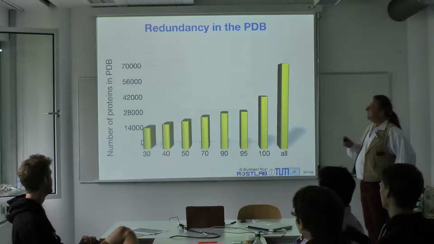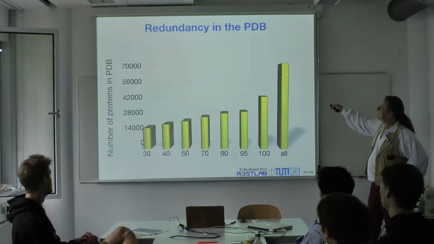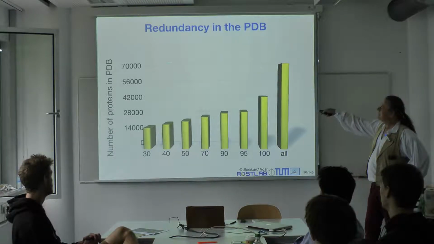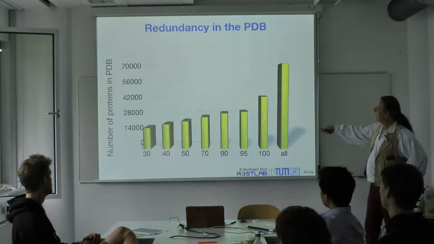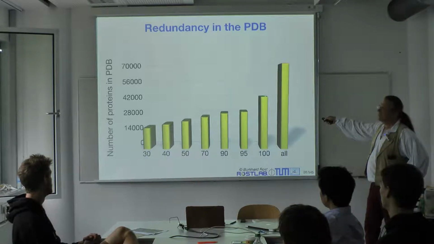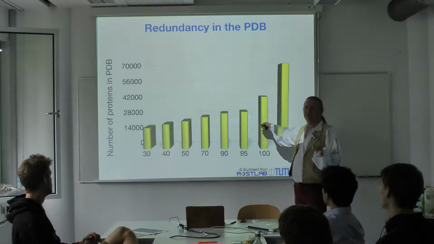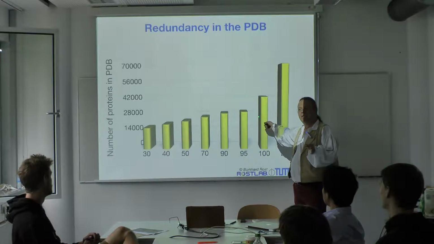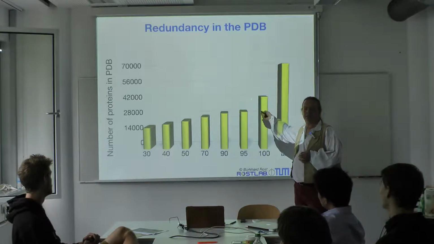So one other aspect here of protein structures: I say there are 120,000. This is from an older version when there were 70,000, half of that. But you immediately see that going down to 100%, so only counting every single protein, throwing out every duplicate entry, reduces it by almost a factor of 2. Why is that?